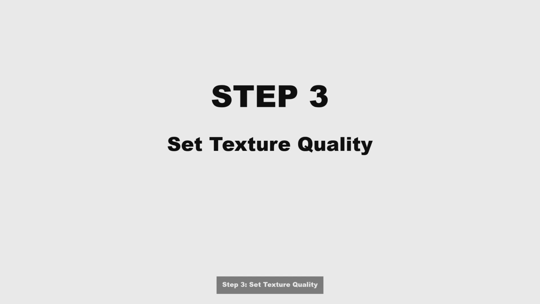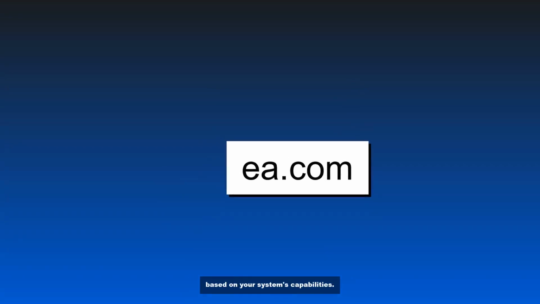Step 3. Set texture quality. Locate the texture quality setting and choose a level that balances performance and visual fidelity. High texture quality looks better but requires more resources, so adjust it based on your system's capabilities.